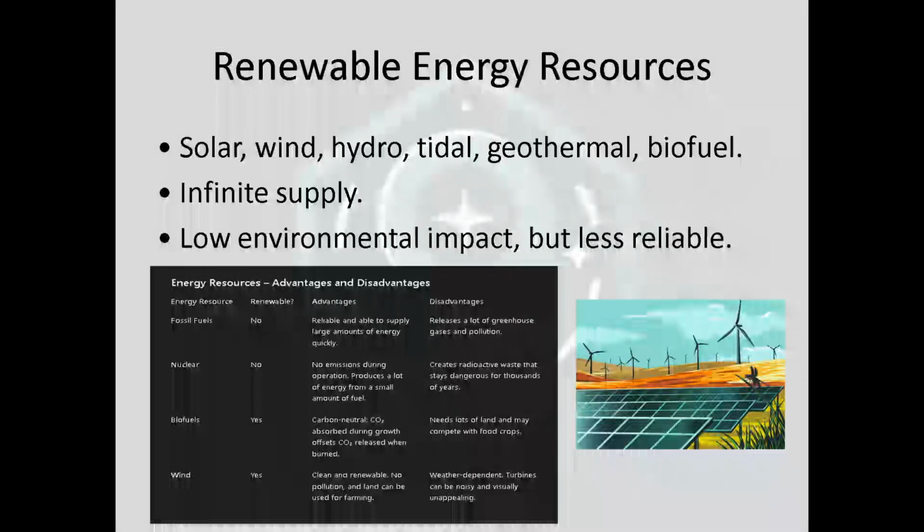And we have an infinite supply of them. So they're not running out. They have a low environmental impact, but are less reliable. But also, they do have a higher setup cost in a lot of these instances.